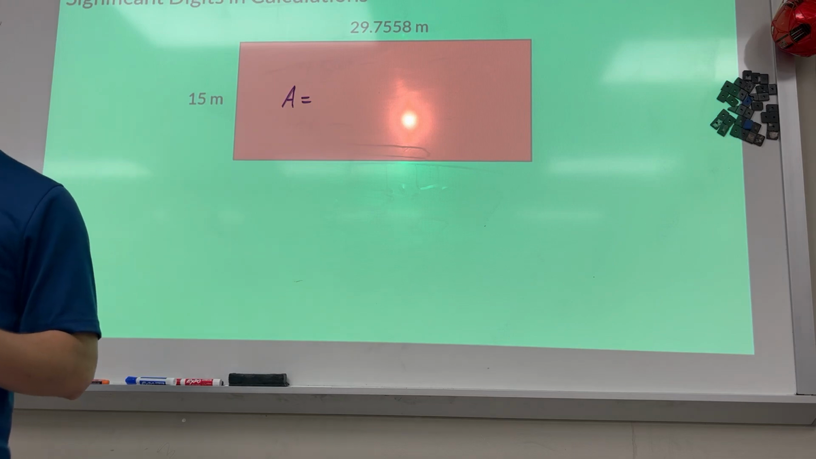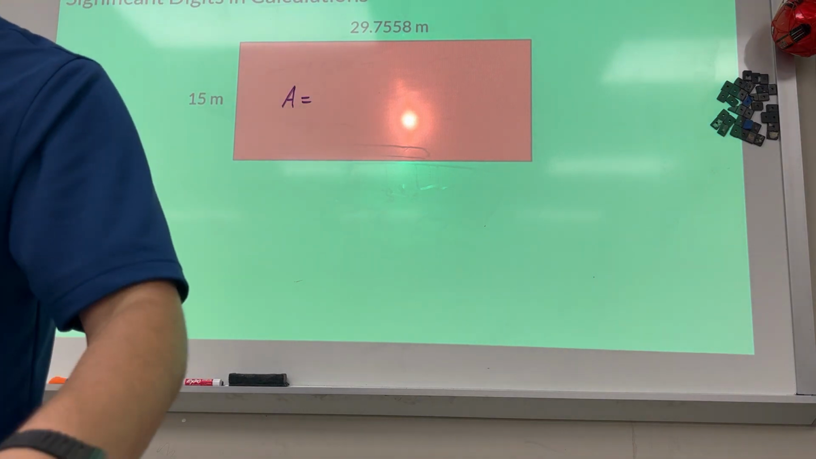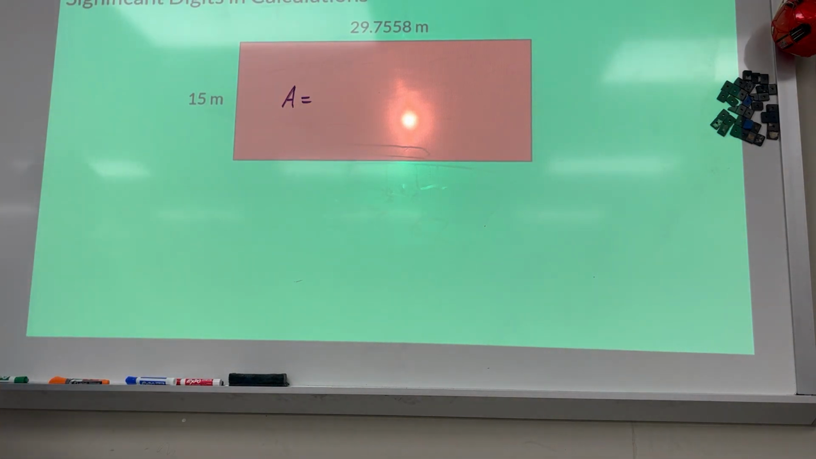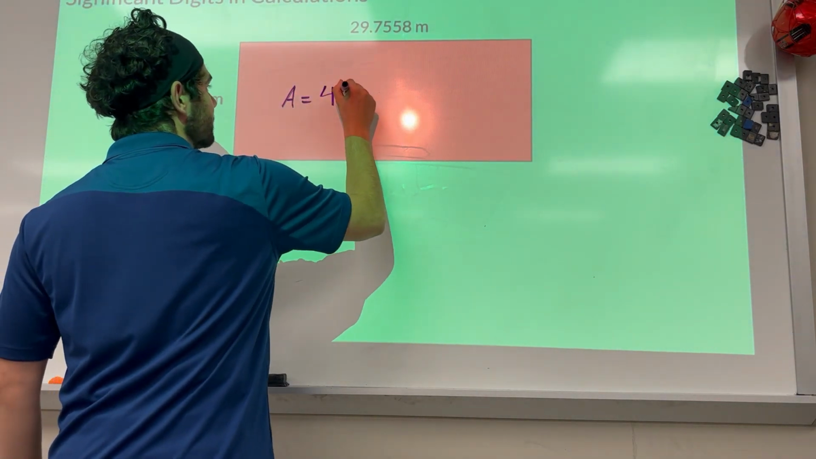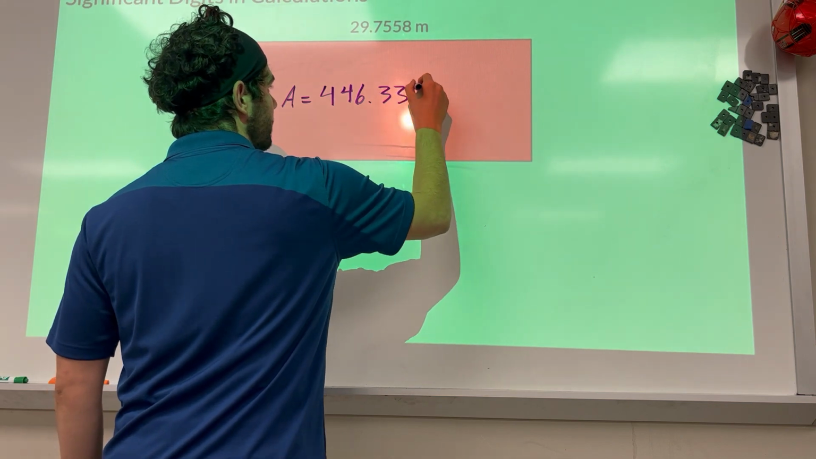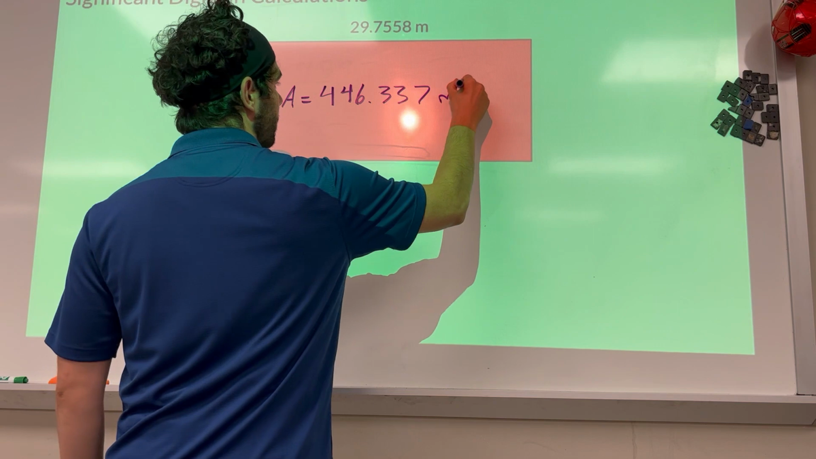Just punch it in your calculator and then someone tell me what your calculator says. If you got the wrong answer, don't tell me that one. If you get the right answer, tell me that one. 6.337. Keep going. That's it. Cool.